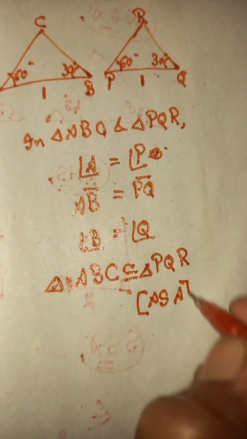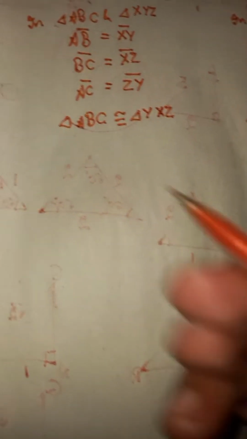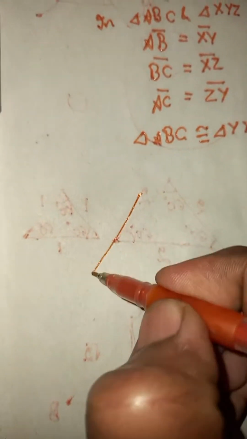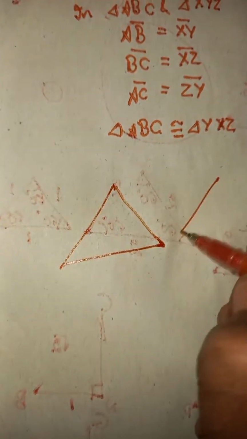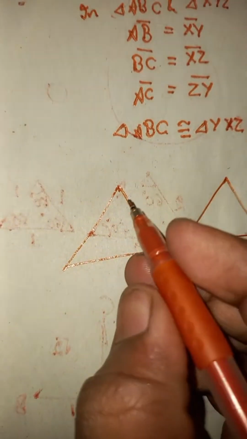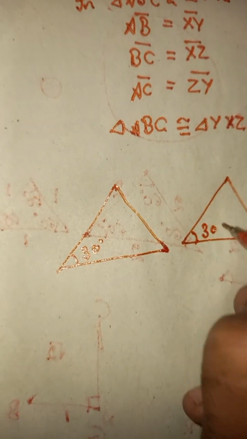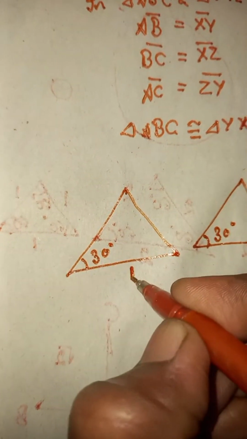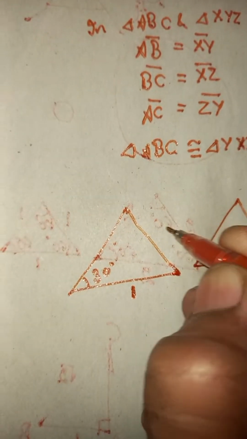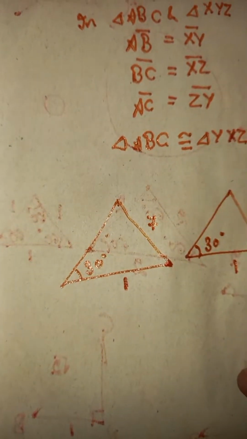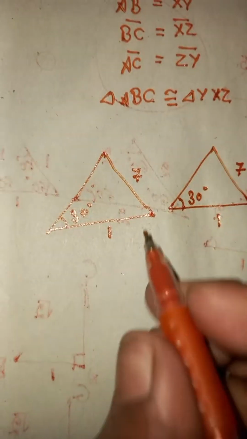ASA type of congruency. Let's take one more triangle, that is SSA type of congruency. Here I tell about it, SSA or ASS types of congruency. Here they are giving this is 30 degrees and this is 30 degrees. This side they are giving us 1 unit, and this side they are giving us 7 units.